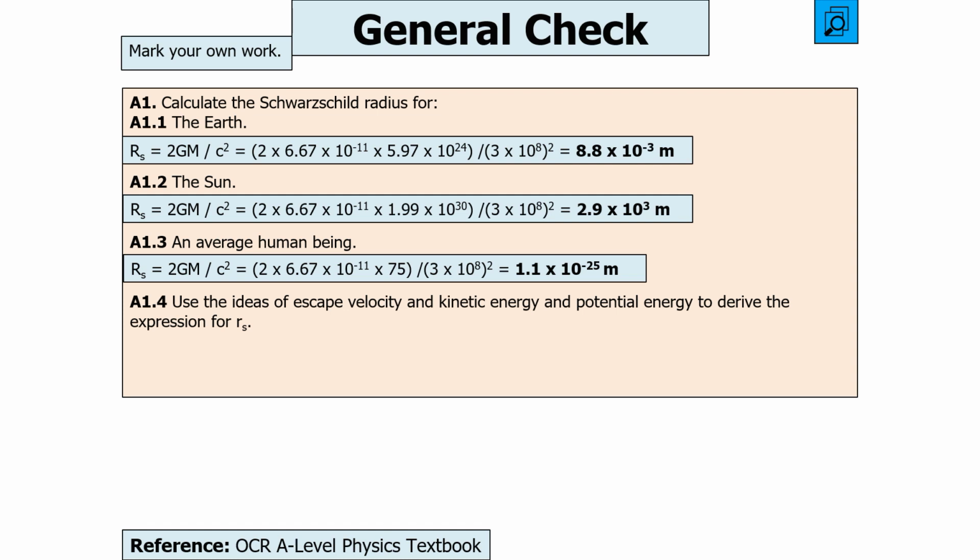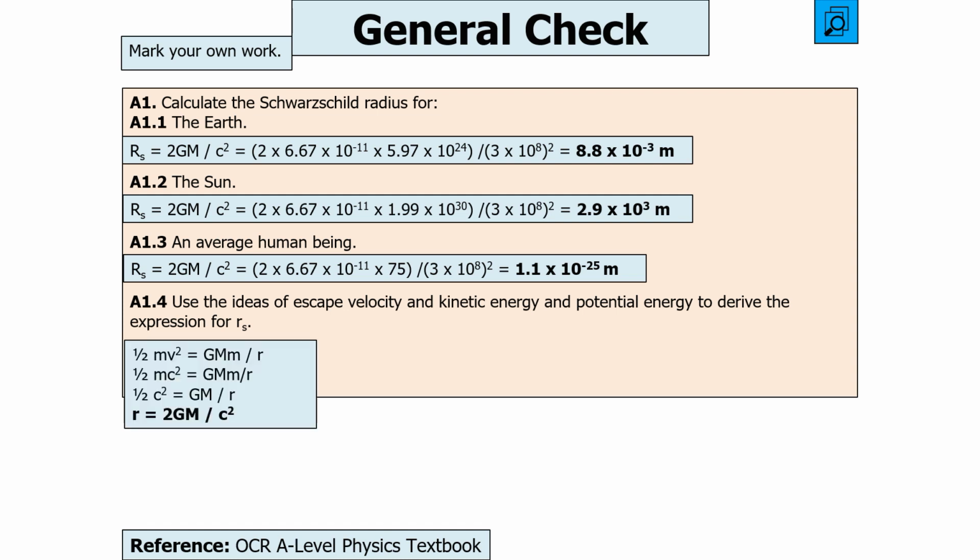Well, what we've got to say is, with escape velocity, when you've done this for gravitational fields, you can say that the kinetic energy is equal to the gravitational potential energy. Again, we can't use mgh for the gravitational potential energy because g, the strength of gravity, will change as you move towards the black hole. So we've got to use big G, big M over R.